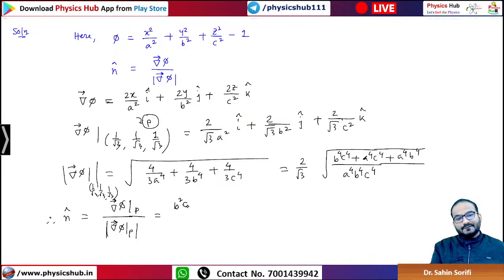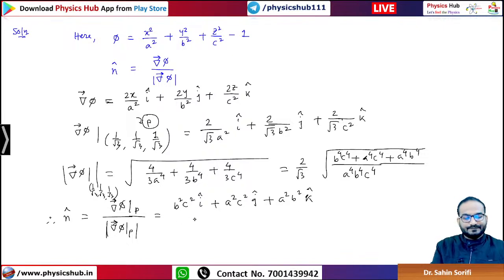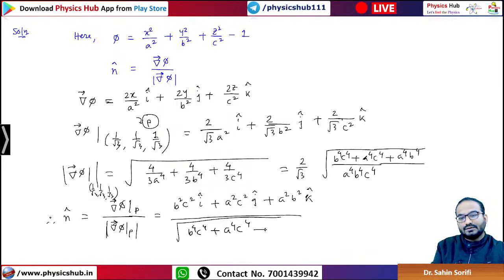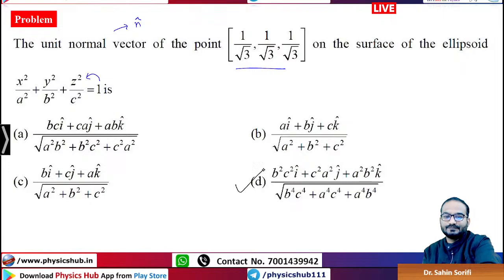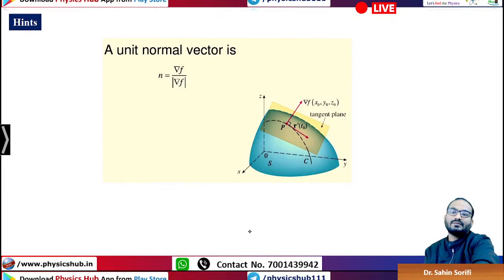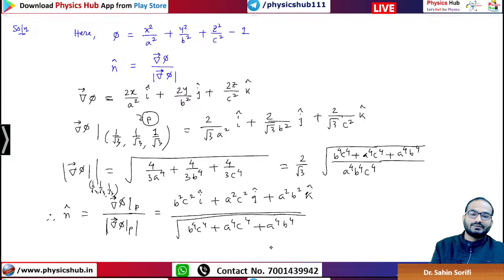So b square c square i cap plus a square c square j cap plus a square b square k cap, divided by this thing which will come in the denominator: root over b to the power 4 c to the power 4, a to the power 4 c to the power 4, a to the power 4 b to the power 4. Okay, and this is matching with option D. So this kind of problem may be given to you and you can easily do this.